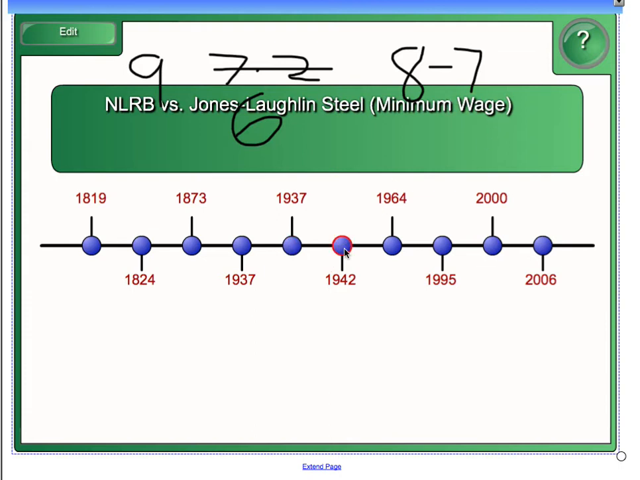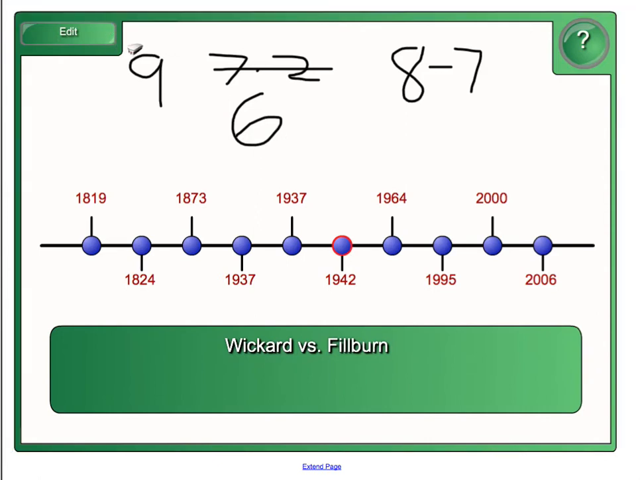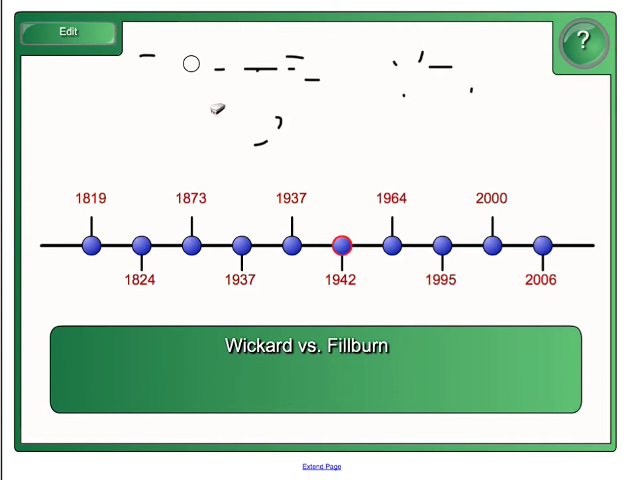Now, a more interesting case that kind of explains this a little bit better is Wickard versus Filburn. Now, this is probably never going to make an AP exam, but it really helps show you how Congress said, all right, FDR, we'll buy into what you're trying to do. So let me get another color up here. We'll go with green.